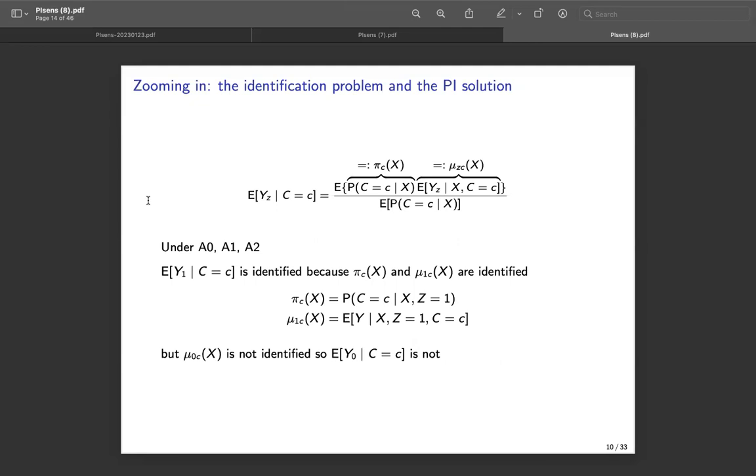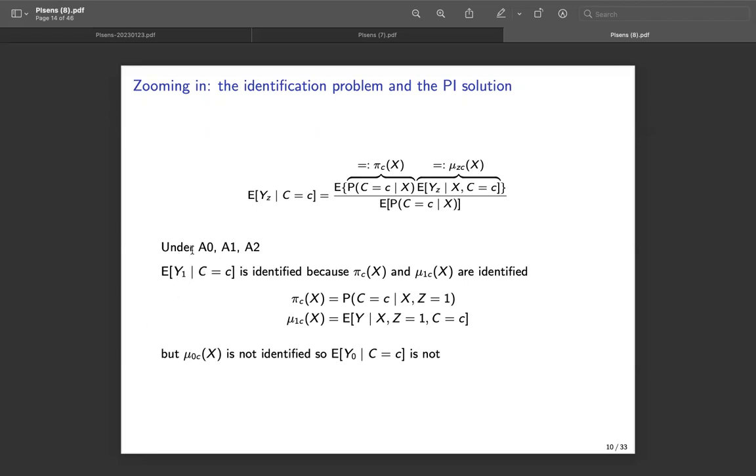Okay. So before we think about sensitivity analysis, I just want to zoom in to the identification problem and to see exactly what is achieved by the principal ignorability assumption. So we are contrasting two potential outcome means, Y1 and Y0. And each of them can be written this way. Don't worry too much about the details. Basically, this depends on this piece, which is usually called the principal score. And this is just a conditional mean outcome function.